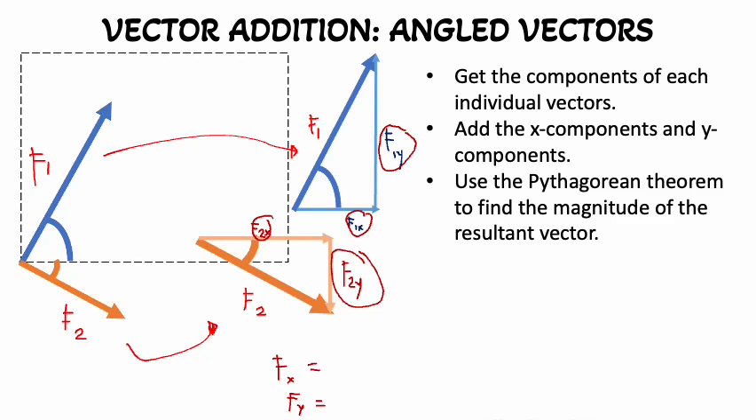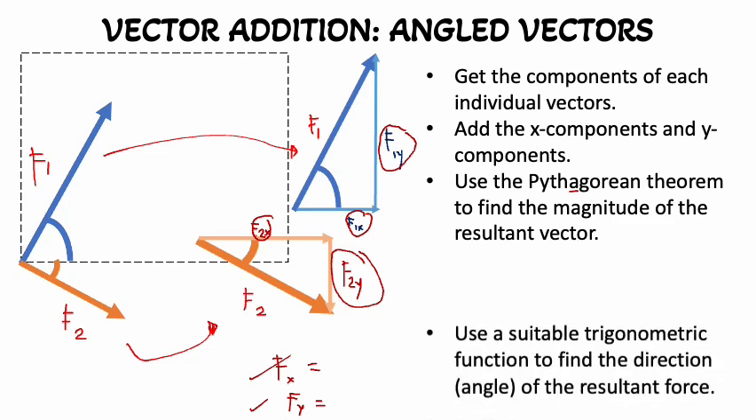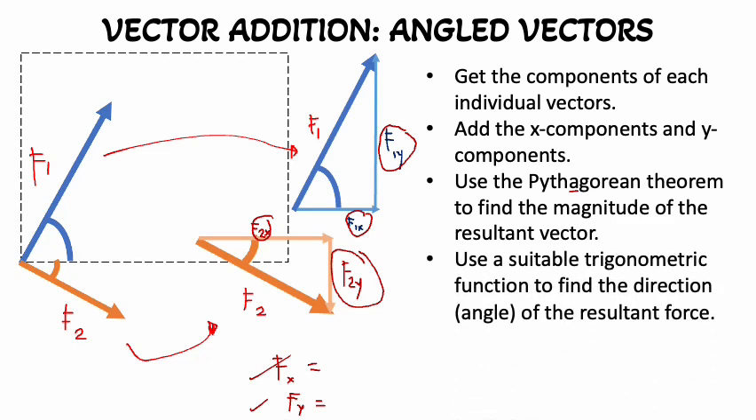And then, since you now have the x and y components, you can use the Pythagorean theorem to find the magnitude of the resultant vector. Now, how about the direction? For the direction, you are also going to use a trigonometric function, either sine, cosine, or tangent. Any of those three can be used to find the direction or the angle of the resultant force. Later on, we are going to have an example for these angled vectors.